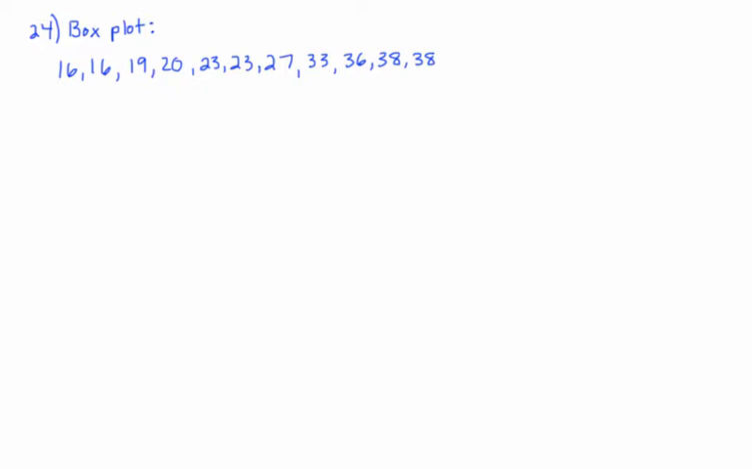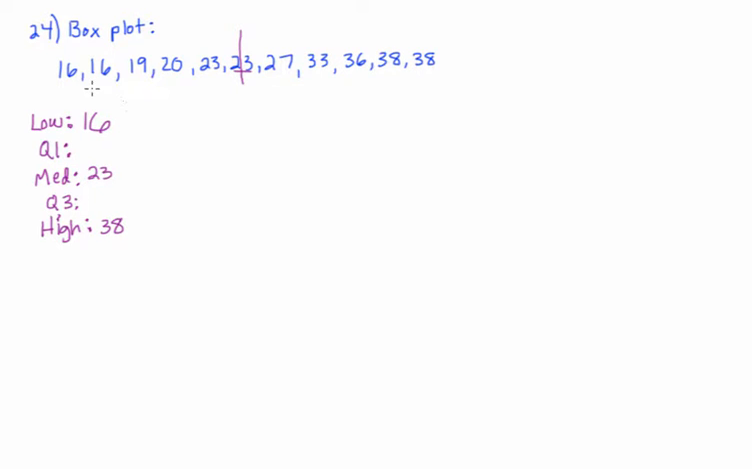5-number summary is low, Q1, median, Q3, and high. And I need that in order to make the box and whiskers of my box plot. I go out of order when I do this. I start with the low value, 16, and I do the high value, 38. Next I find the median. Which one is in the very middle? Looks like this one is 23. So that's my median, 23.